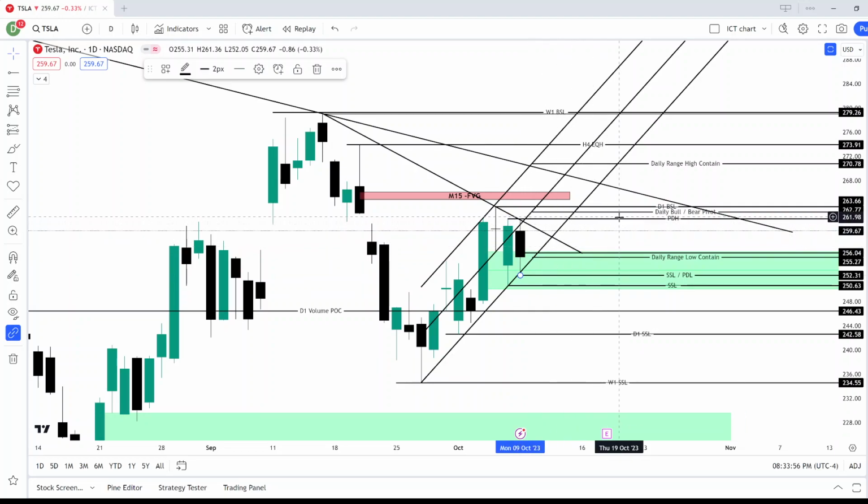Okay, I do have the daily bull bear pivot for tomorrow, right? If we get up to 262.86, and then above that, we would be incredibly bullish if we were to break that level. Okay, it would put us in the upper boundary, or the upper half, of this bull channel, right? And that would be very bullish as we make a run towards the 15-minute fair value gap, and then the daily range high contain, okay?